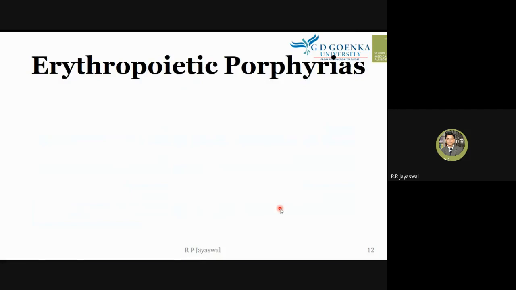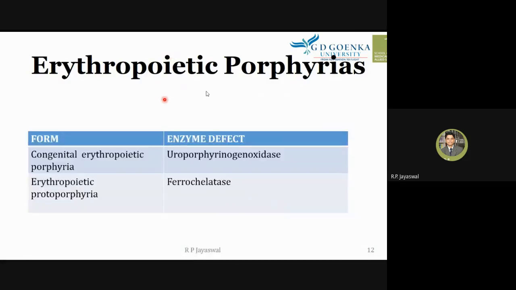Erythropoietic porphyrias. What are erythropoietic porphyrias? These are congenital erythropoietic porphyria, which occurs because of a defect in uroporphyrinogen III synthase. And lastly, we have erythropoietic protoporphyria, which is because of a ferrochelatase enzyme defect. So we have different types of porphyria, which are grouped into hepatic and erythropoietic, and all of those porphyrias are because of a defect in a specific enzyme. If there is a specific enzyme defect, then it causes a different form of porphyria in the body.